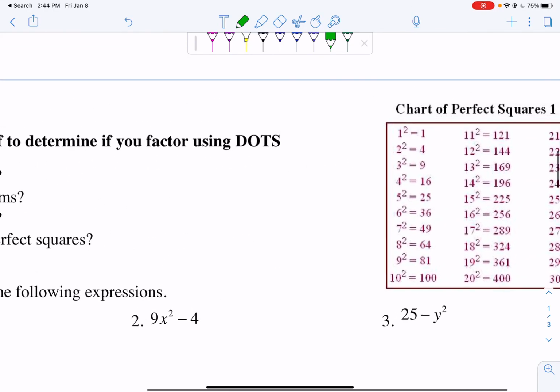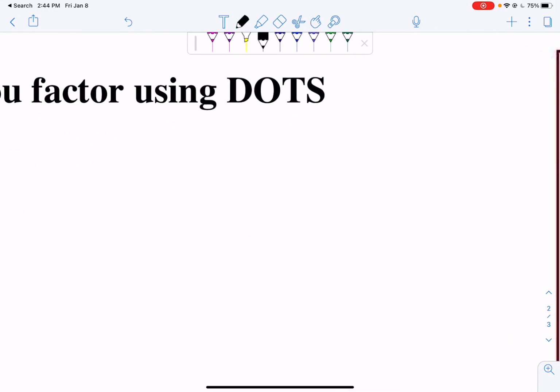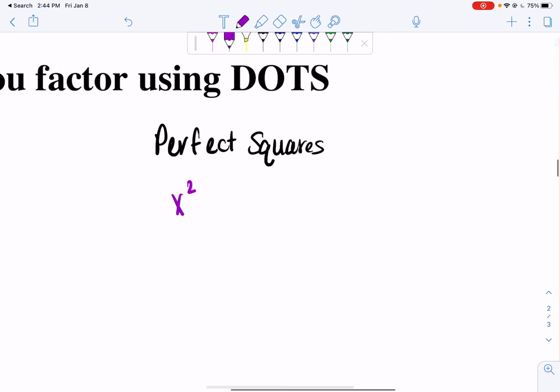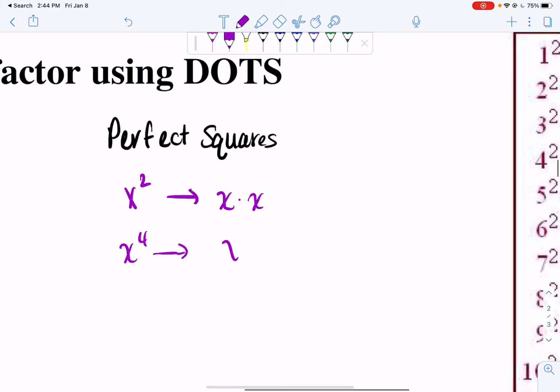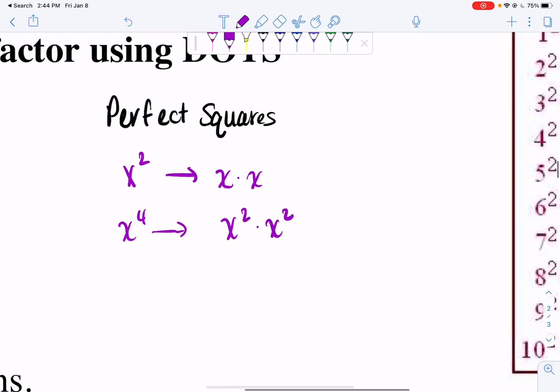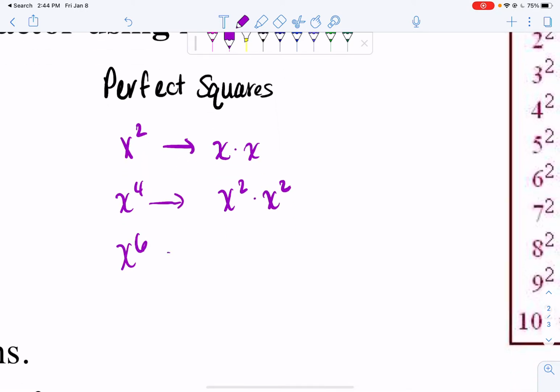Giving you the heads up, these are examples of perfect squares when it comes to exponents. I mean with variables. So x squared is x times x. X to the 4th is x squared times x squared. X to the 6th is x cubed times x cubed, and so forth. You basically take this exponent and divide by 2. So 4 divided by 2 is 2 and 2. 6 divided by 2 is 3 and 3.